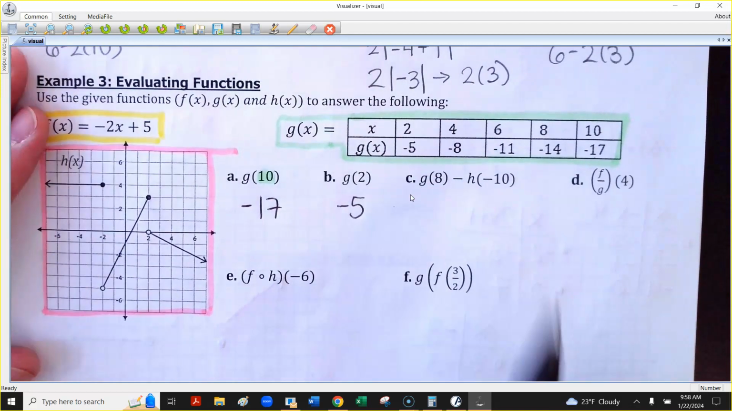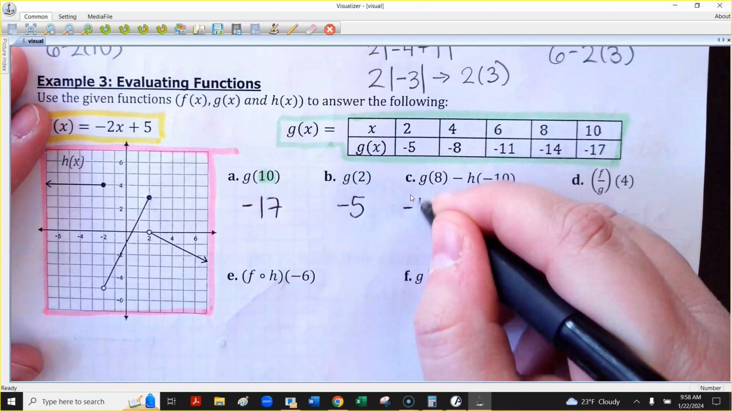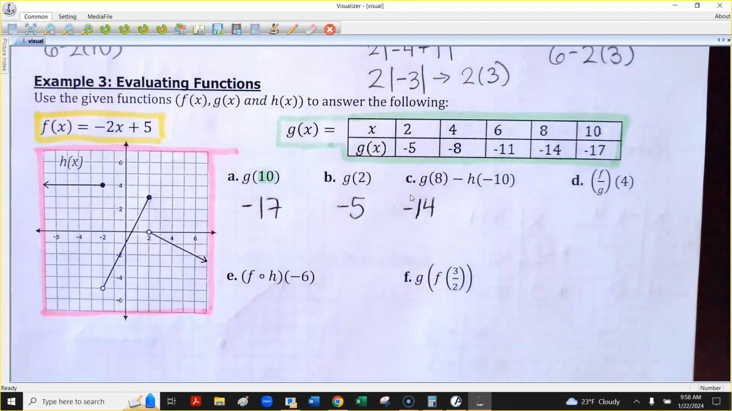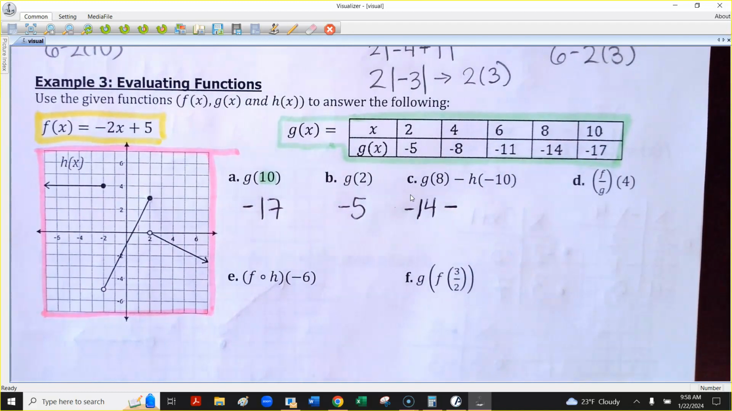If I do 8, matched up with that in the table, this one's a little bit of review of an operation. We're going to subtract 2 things here. So g of 8 is -14. Now, I'm going to subtract from that. This is very tricky. So h is the graph, all right? And my graph actually only goes over to -7, but it wants to know what h of -10 would be. So if the graph went over a little bit further, could you guys tell what h of -10 would be from the graph? It'd be 4.